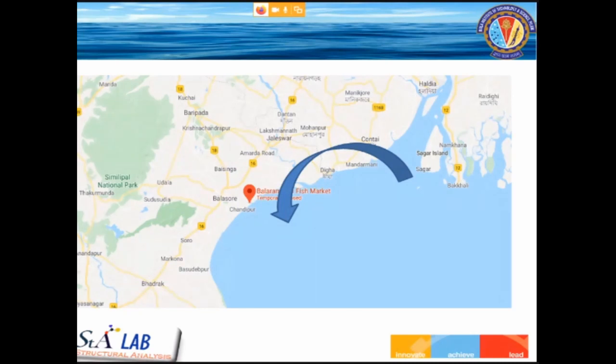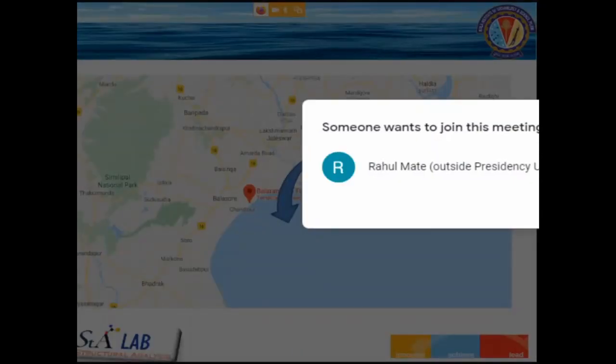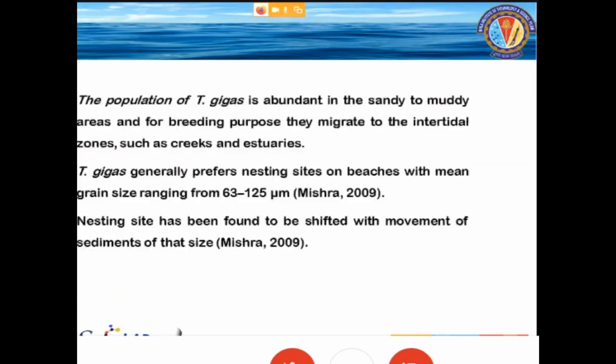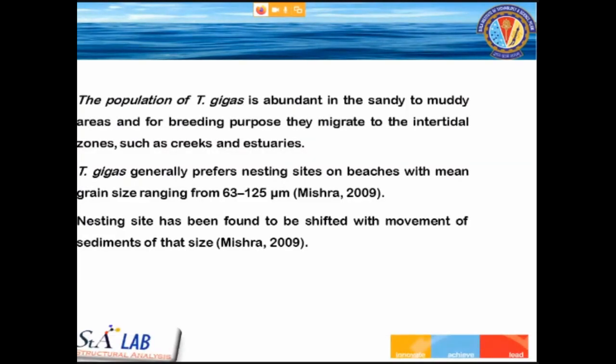Now, most of the work that we have done is, however, concentrated at a place known as Balaram Gari. This place is in Orissa near the Chandipur beach. And in Balaram Gari, you have a very rich nesting site of horseshoe crabs. Now, the horseshoe crabs are actually not exactly intertidal zone animals. They are abundant in sandy to muddy areas, but when they breed, they have to migrate to the intertidal zones, such as the creeks and estuaries.